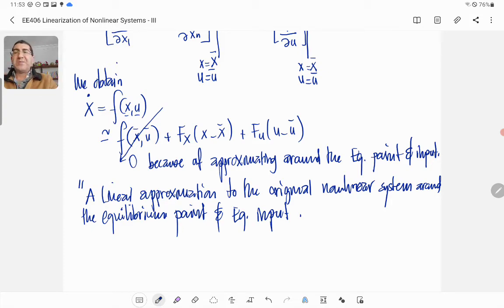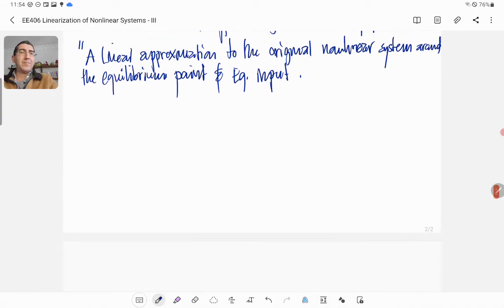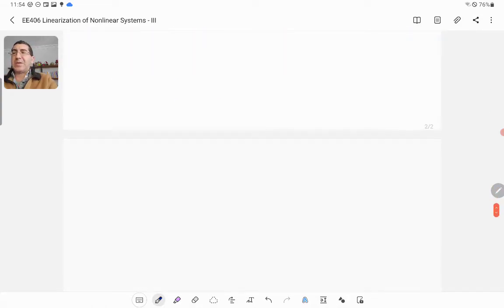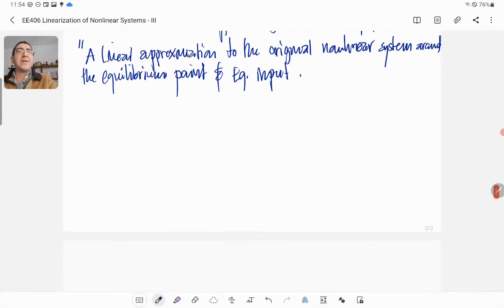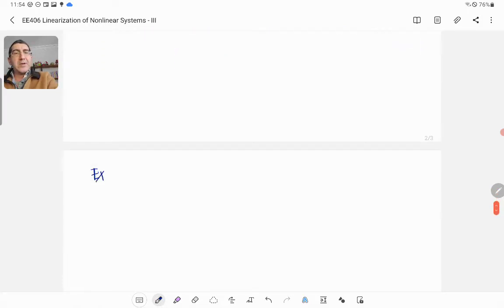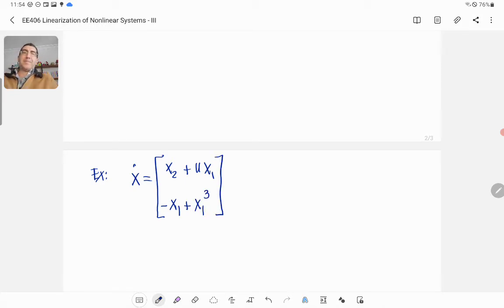Okay, let me wrap this up with an example. It's the same example as we considered before, but slightly modified to have an input. So here is our example. I will consider the nonlinear system where x1 dot is equal to x2 plus u times x1. So there is an input dependence now. And the second state derivative is the same as before: minus x1 plus x1 cubed. No u dependence in that equation.